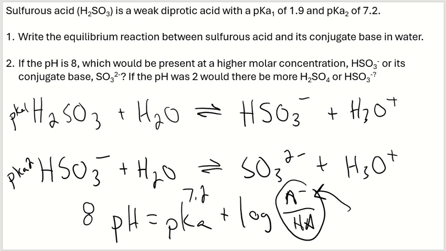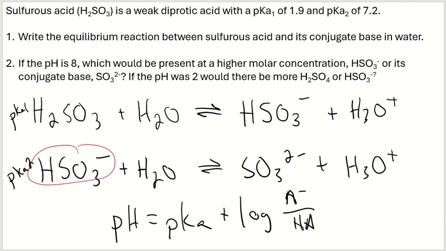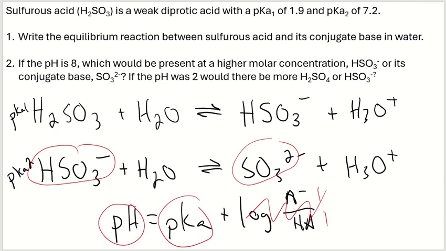Another way to think of it would be if you have equal parts of HA and A minus. So if I had equal parts of my acid and my conjugate base, if that was a 1-to-1 ratio, the log of 1 is 0. So that part will drop out, pKa equals pH. In other words, when the pH equals the pKa, you will have equal parts of the two species.